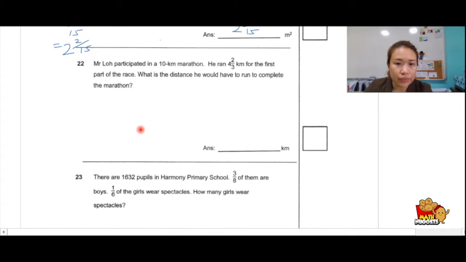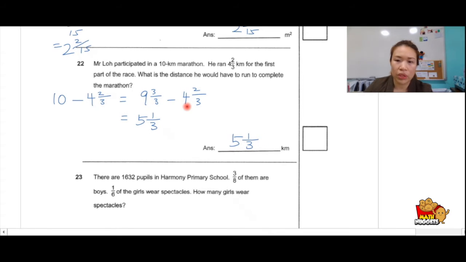Question 22. What is the distance he would have to run to complete the marathon? He already ran 4 2/3. So this is subtraction. You just take 10 wholes minus what he had already done. For 10 wholes, you have to convert this to 9 and 3 out of 3. Then you can subtract 4 and 2 out of 3, which now gives you 5 wholes and 1 out of 3.